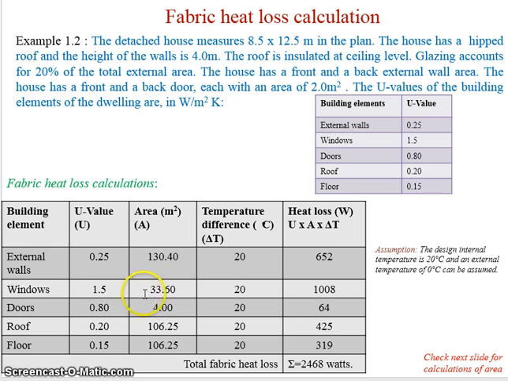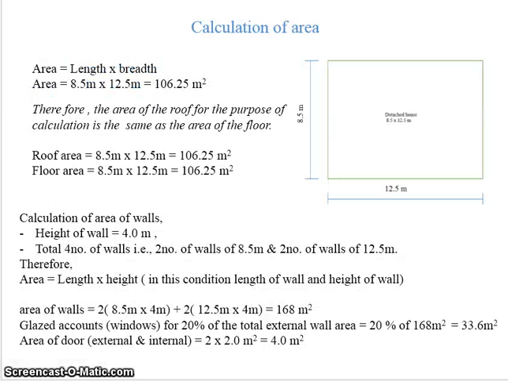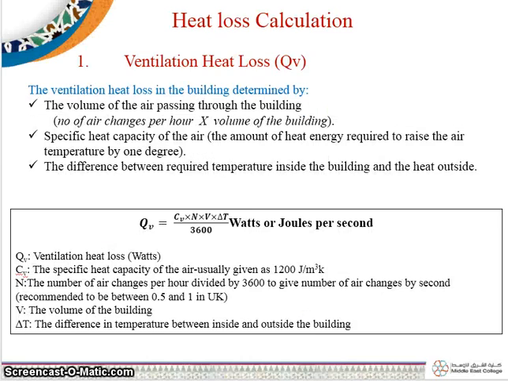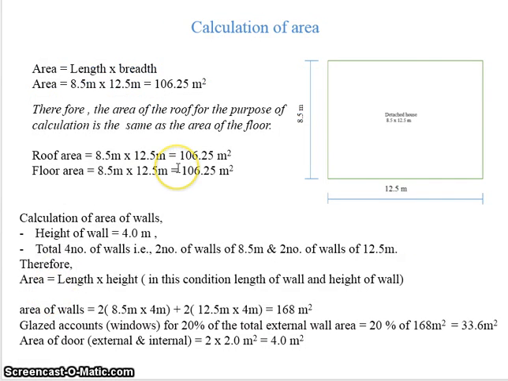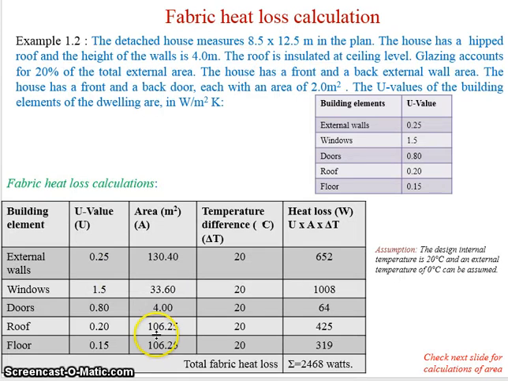In this, windows are 33.60 and doors are 4. So from the area of walls, remove this 33.6 and 4, then you will get only the area of walls. So simply write external walls excluding windows and doors, and separately write doors and windows. Roof and floor are the same here.